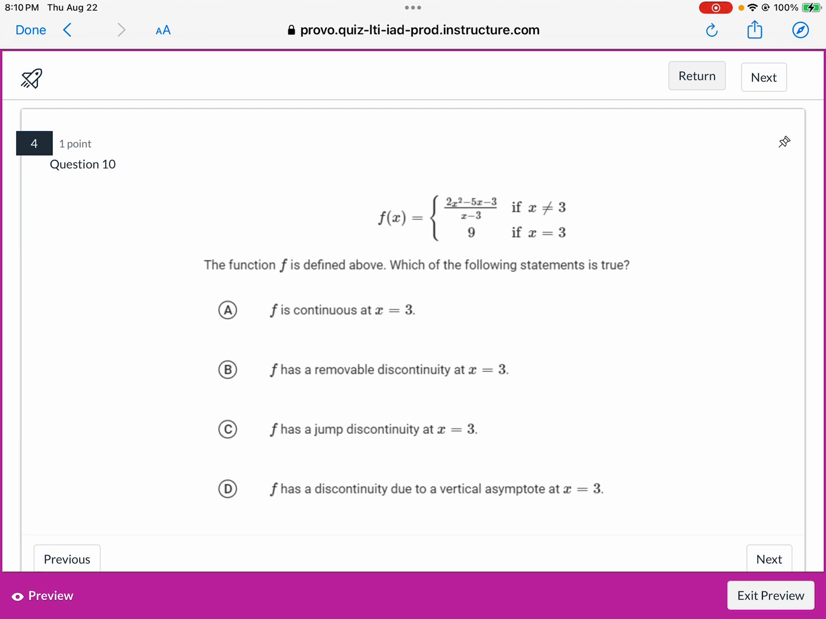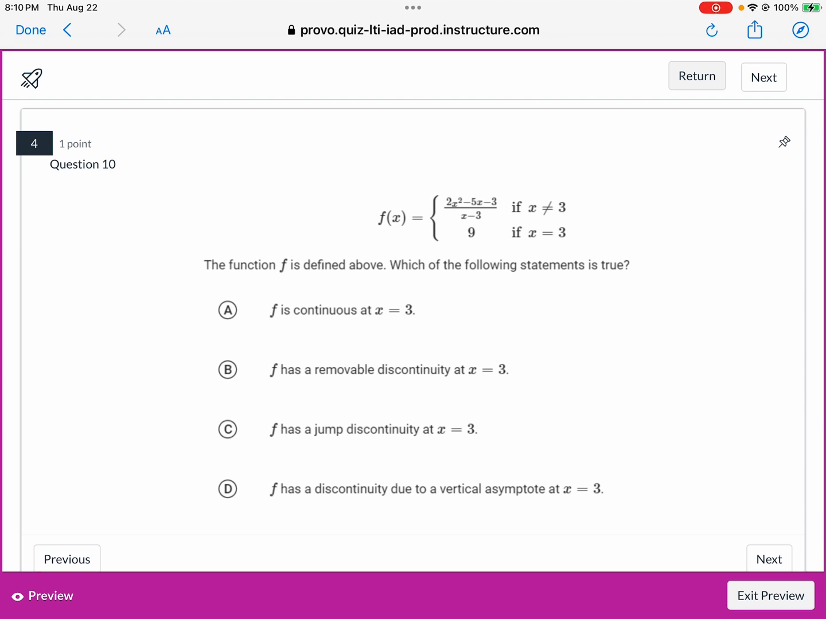If you can, that means there's a removable discontinuity. If you can't get rid of that x minus 3 in the denominator, that means it has to be a vertical asymptote. I can't see where this would be a jump discontinuity. I don't think that's going to be the case.